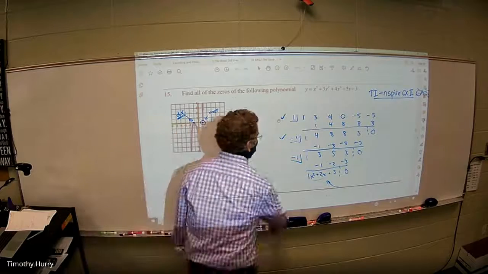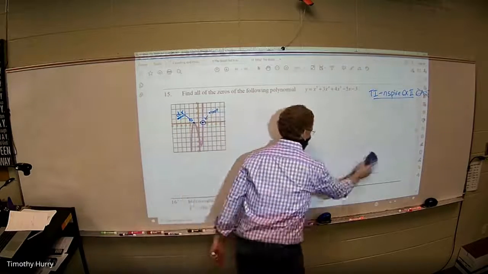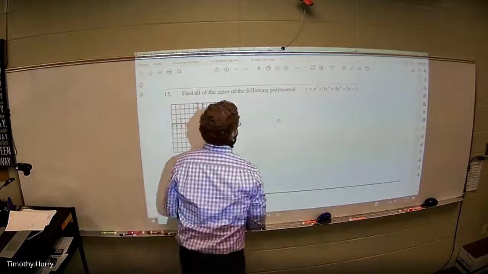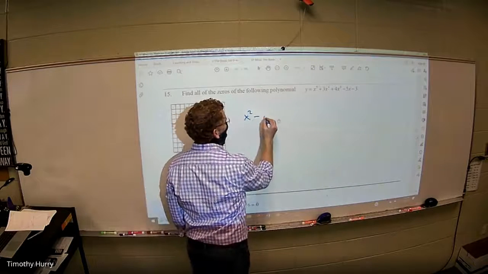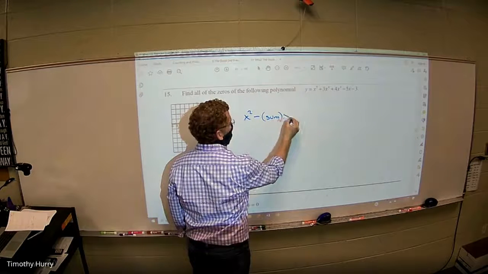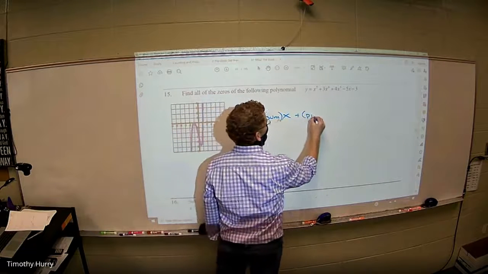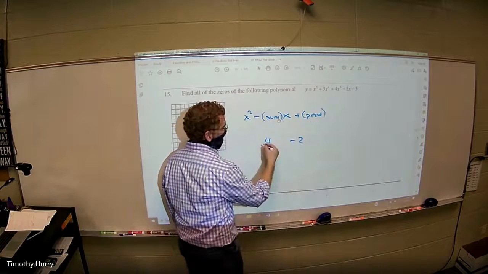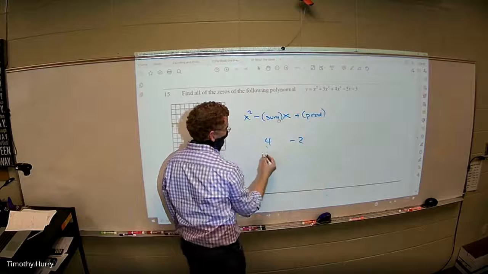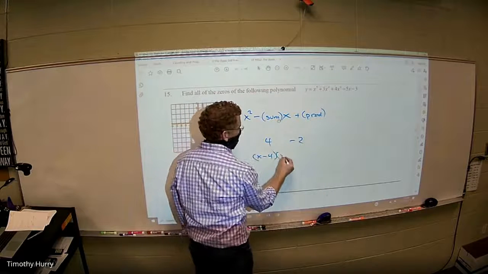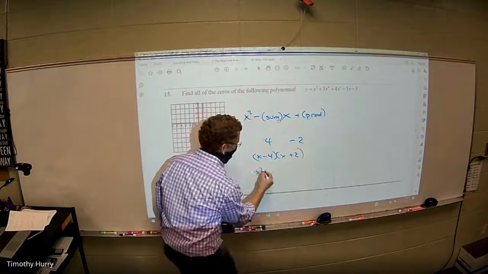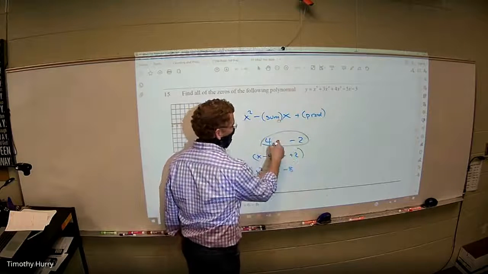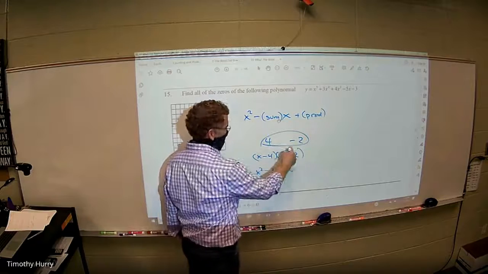So the sum product rule is x squared, then the opposite of the sum times x, and then the product. Yes, it's x squared minus the sum, whatever that is, times x, plus whatever the product is. And if you should ever forget it, just check it. If those were the roots, then these would be the factors, and if I FOIL them, I would get this. What did I just do? I added, changed the sign, and I multiplied.